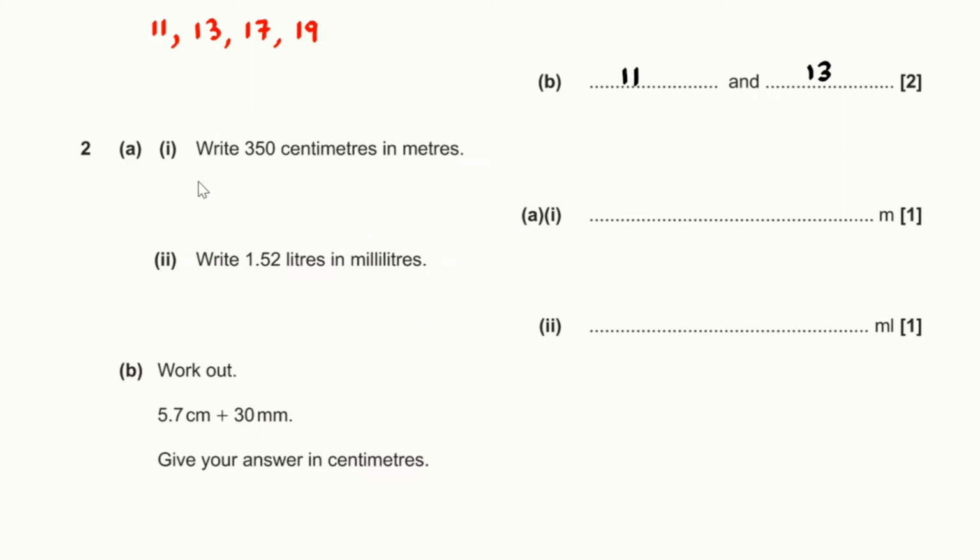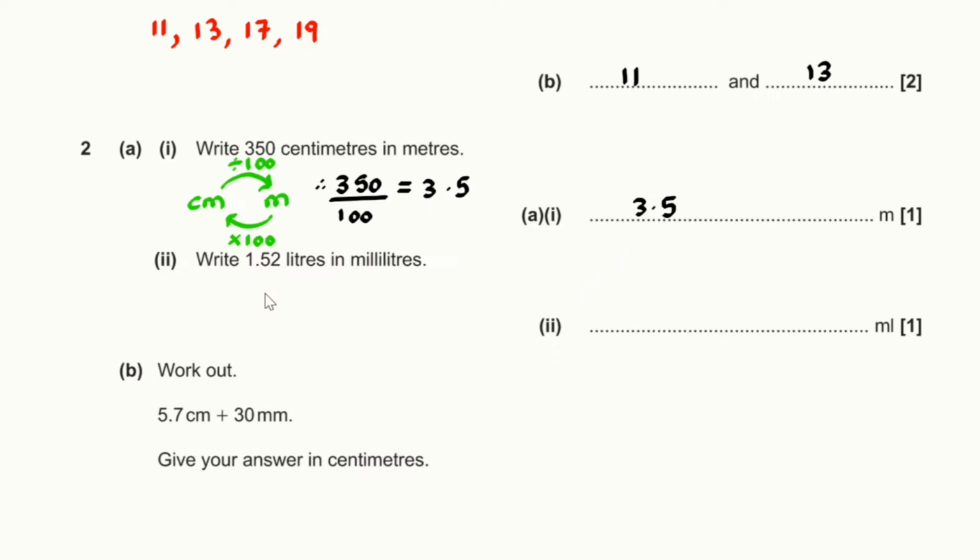For question 2, for part A, for the first part, we have to write 350 centimeters in meters. Well, to go from centimeters to meters, we need to divide by 100, and meters to centimeters we need to multiply by 100, and so therefore 350 divided by 100 is 3.5. 350 centimeters is the same as 3.5 meters.